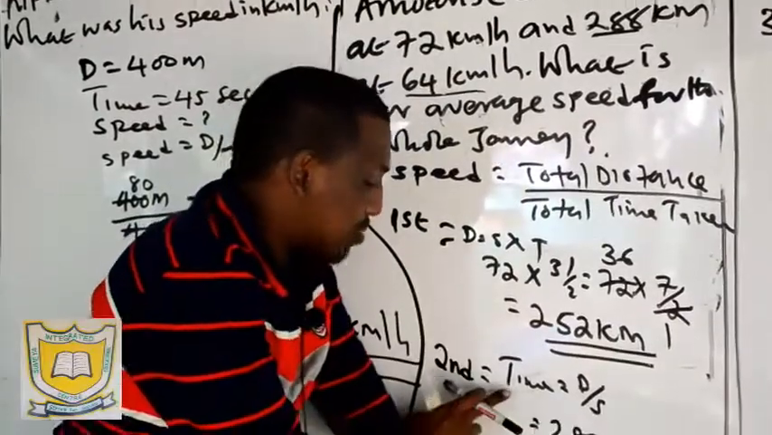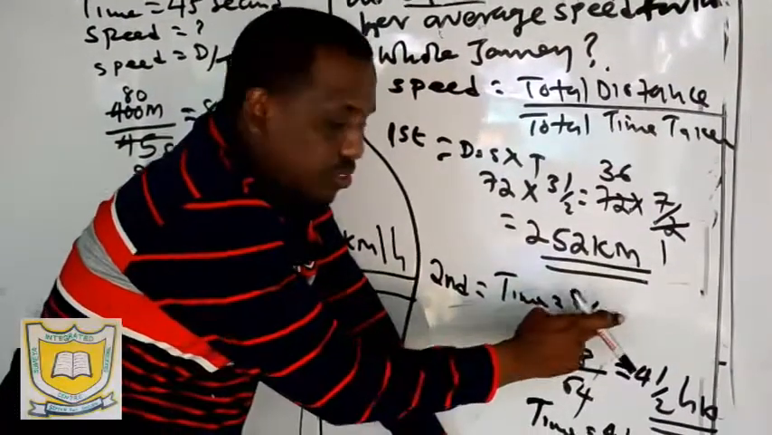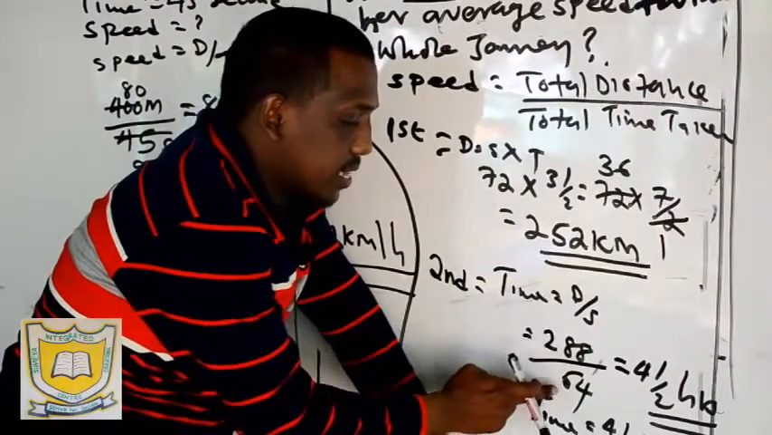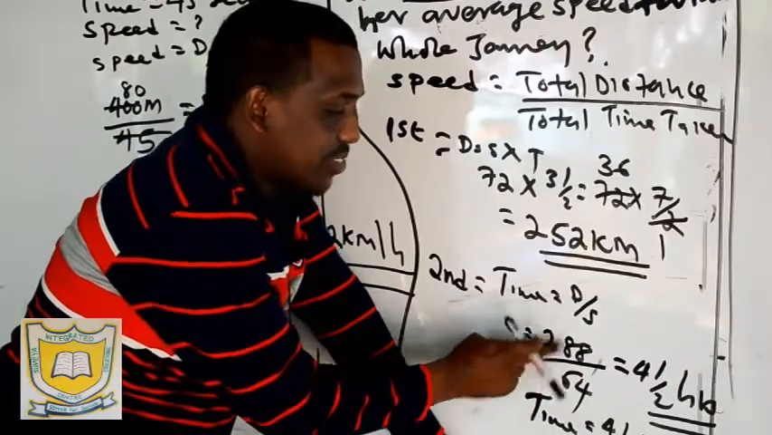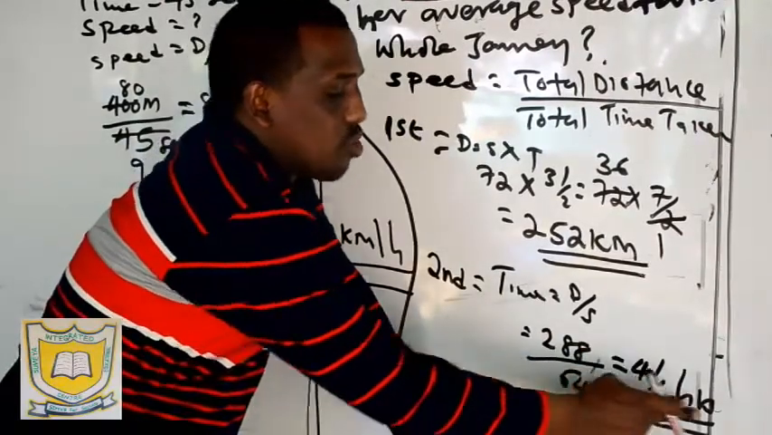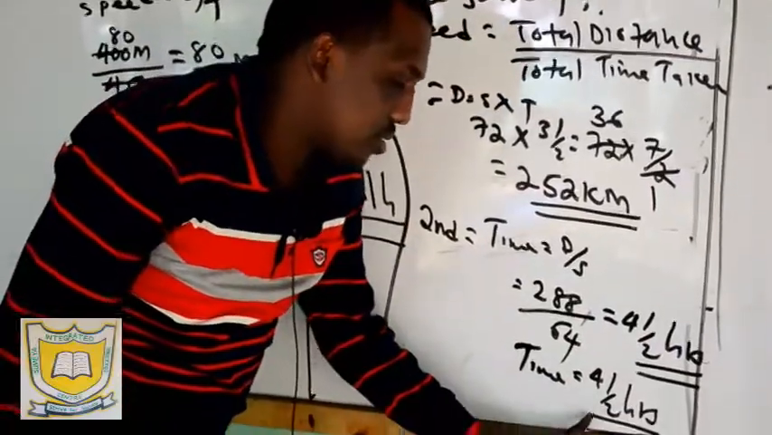For the second part, we have the distance in kilometers, we have the speed, but we are lacking time. So we must get time. Time is equal to distance over speed. Distance, which is 288, over speed, which is 64. After simplifying, dividing, you will get 4.5 hours. So that is the time for the second part of the journey.